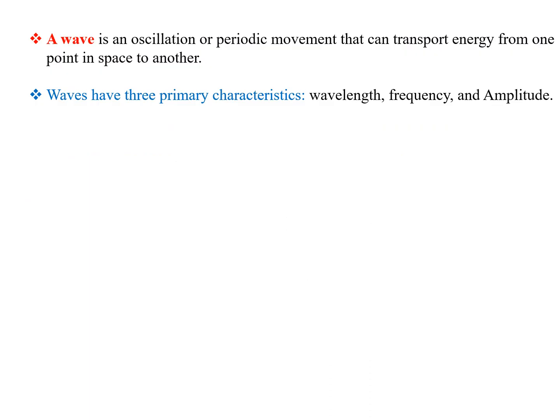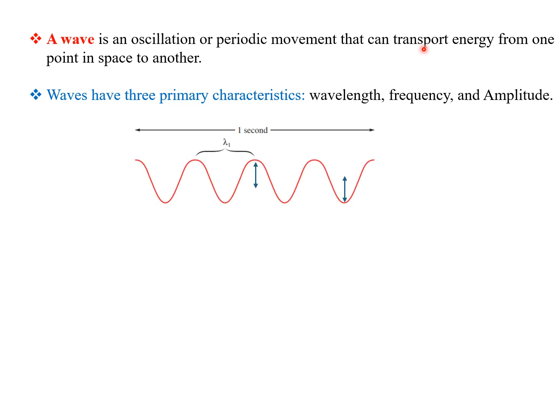Let's talk about what is a wave. So last slide we discussed the electromagnetic spectrum, the different electromagnetic radiation or waves. So what is a wave? A wave is an oscillation or periodic movement that can transport energy from one place to another. So this is how waves look like. There are three characteristics of waves: wavelength, frequency and amplitude, in addition to the speed of the wave.